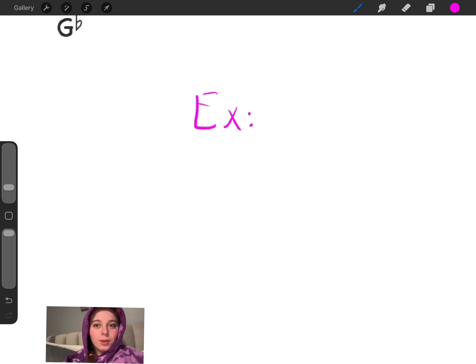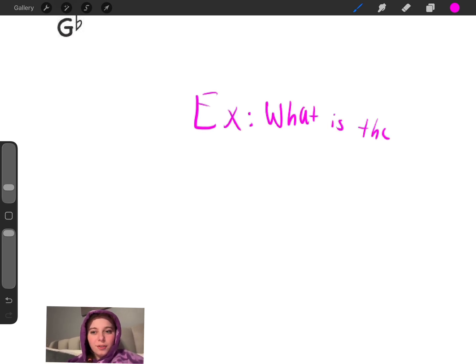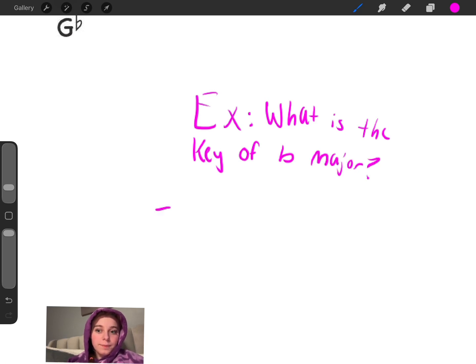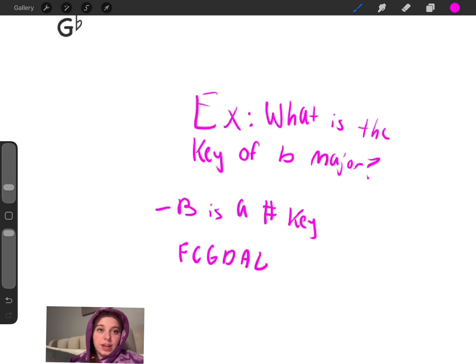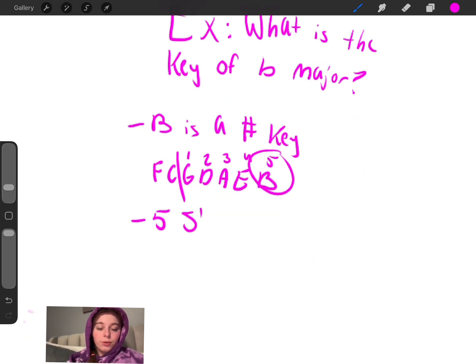So here's an example. For instance, what is the key of B major? First we know that B is a sharp key. Then you add the order of sharps: F, C, G, D, A, E, B. Put your slash in next to the C. Count up. You'll find that B major has 5 sharps.